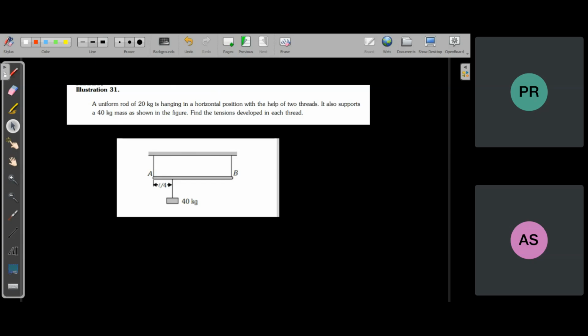Okay. Try this question. Just tell me the equations that you will write to find the tension. So here you can see in this situation the rod cannot rotate, and in this situation the rod cannot translate also.